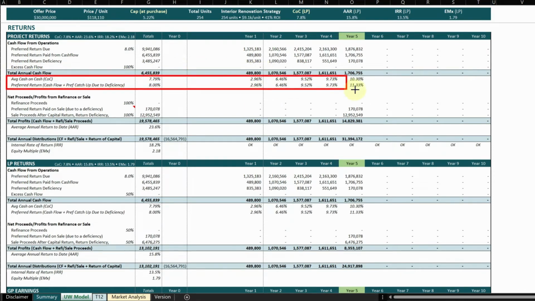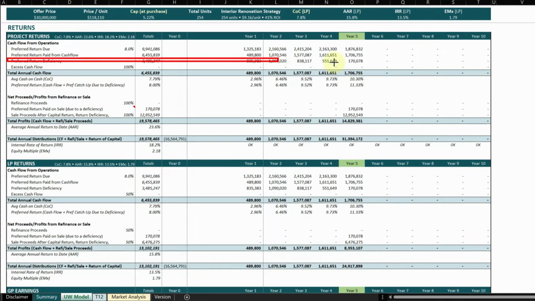Below that, we have two return metrics. I have the average cash on cash. This is the straight cash on cash as a result of the performance of the property. And then I also want to show the preferred return. So in this scenario, we're running a preferred return deficiency that you can see right here. We have a deficiency throughout the entire life of this project. We'll make that up on a capital event. We're going to make that up on sale.